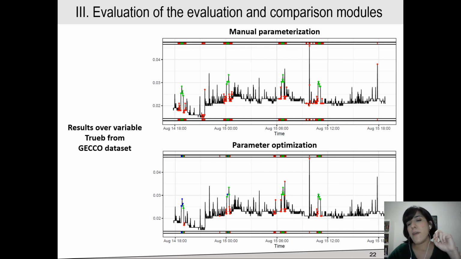And on the other hand, based on the second plot, we observed that the optimization of the parameters resulted in greater precision and a lower number of false positives. However, not all events have in fact been detected. And that could be a problem depending on the application that you have in hand.